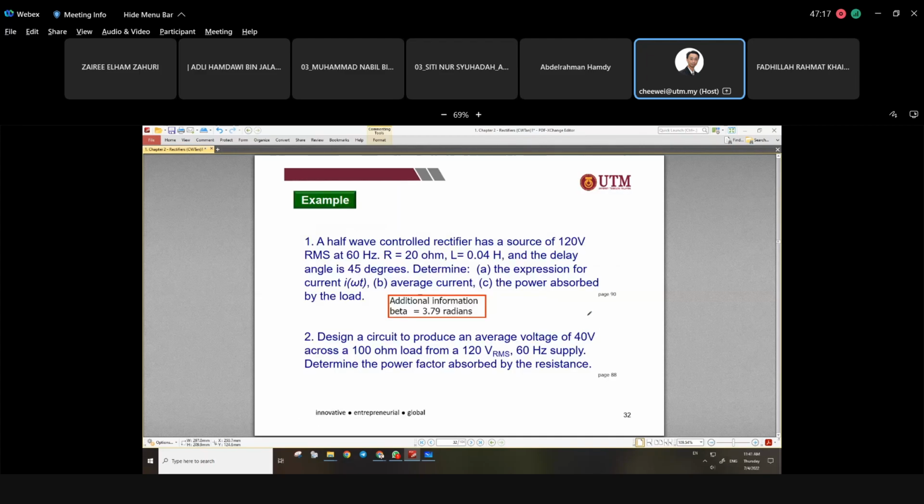Okay, there will be two examples here. Additional information is given here because you don't know the beta value. If you don't know the beta value, you cannot integrate. You can start, but we don't know where to stop. So given here, 3.79 radians.